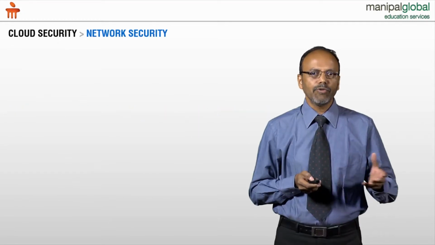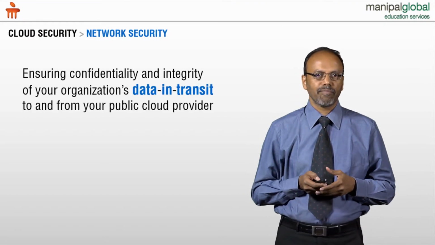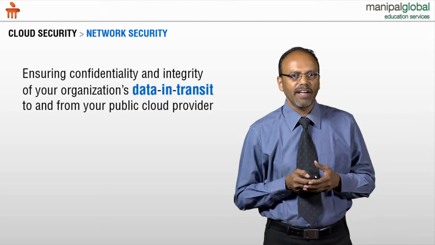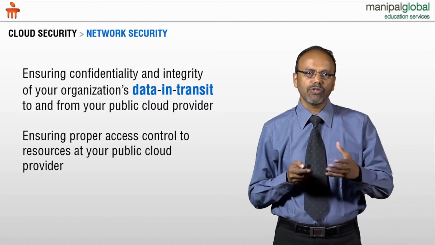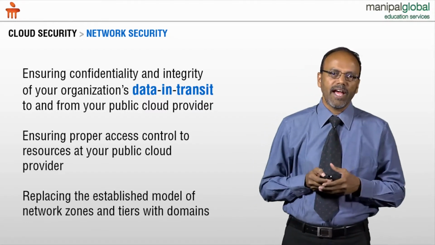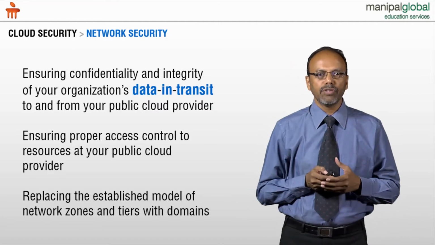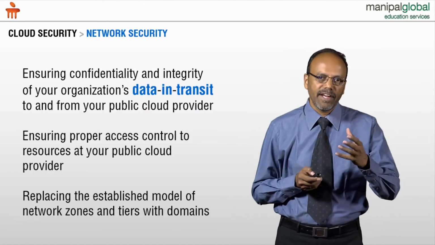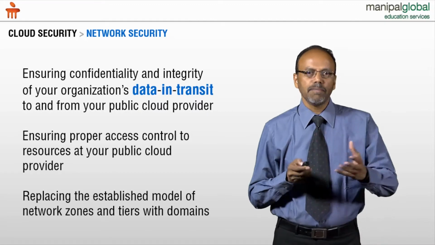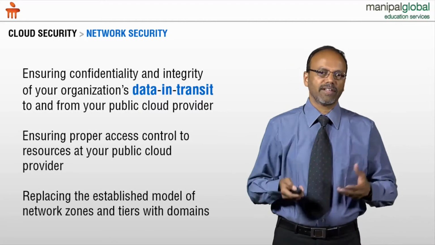Now, coming to the next area, the security of your network. It involves ensuring the confidentiality and integrity of your organization's data in transit whenever it is transferred between your public cloud provider and your organization. Ensuring proper access control to resources at your public cloud provider is also very, very critical. Replacing the established model of network zones and tiers with domains can be one of the standard ways to prevent data in transit from being accessible to outside users or hackers.